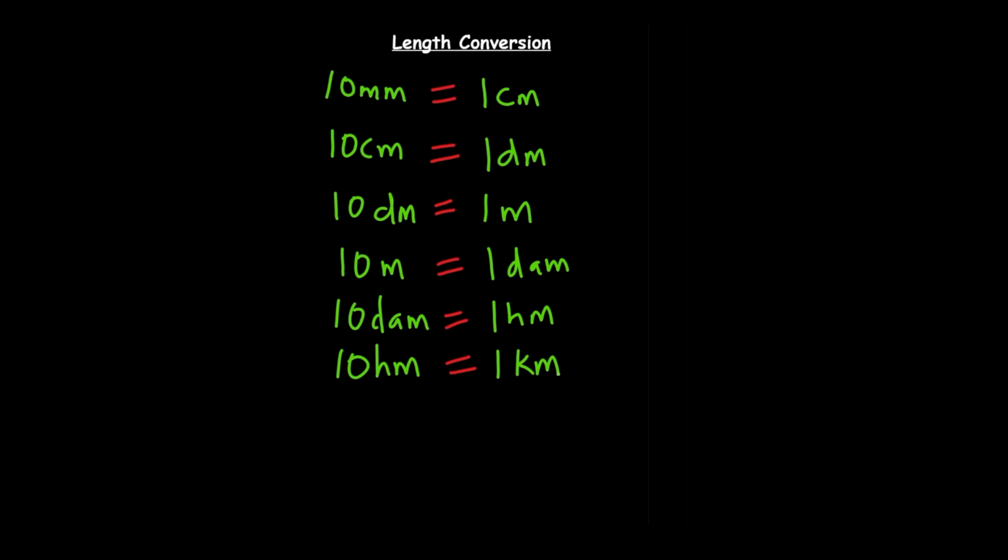Now some commonly used shortcuts. 100 centimeters equal 1 meter. 1,000 meters equal 1 kilometer. All these follow the base 10 structure of the metric system, making conversions simple and consistent.